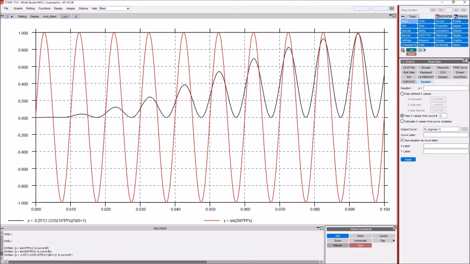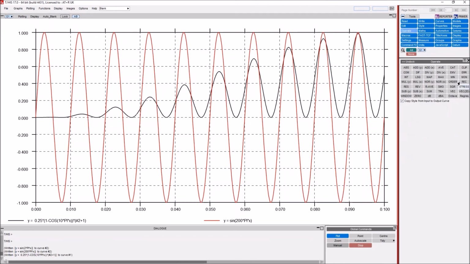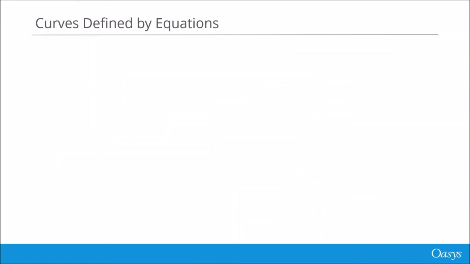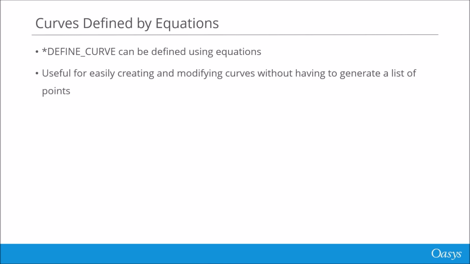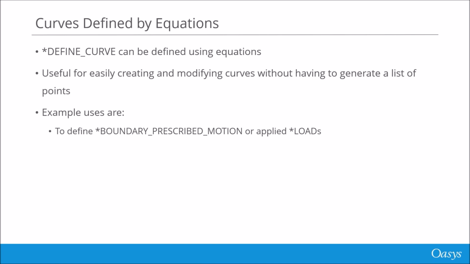So when would this be useful? Well, in THIS, you could replace a whole load of operations with a single equation. And also in Primer, it's possible to define curves using equations. This is useful for easily creating and modifying curves without having to generate a list of points. You could use this when defining boundary prescribed motion or applied loads, when specifying gas properties on airbag cards, or for any of the curves involved in material properties.